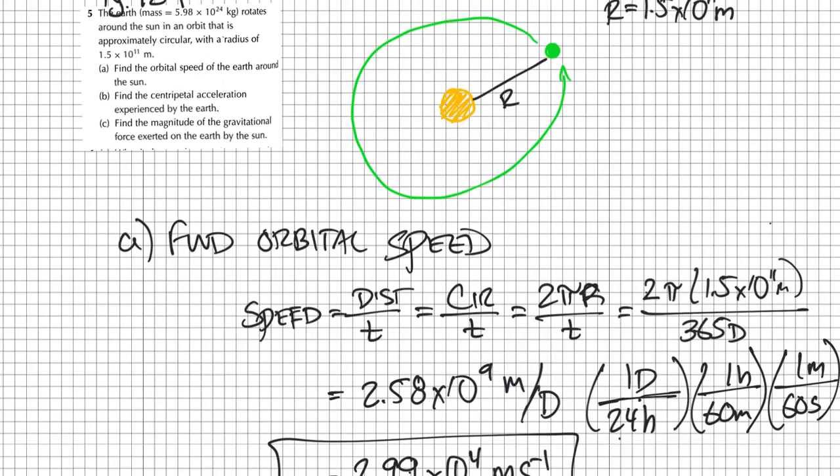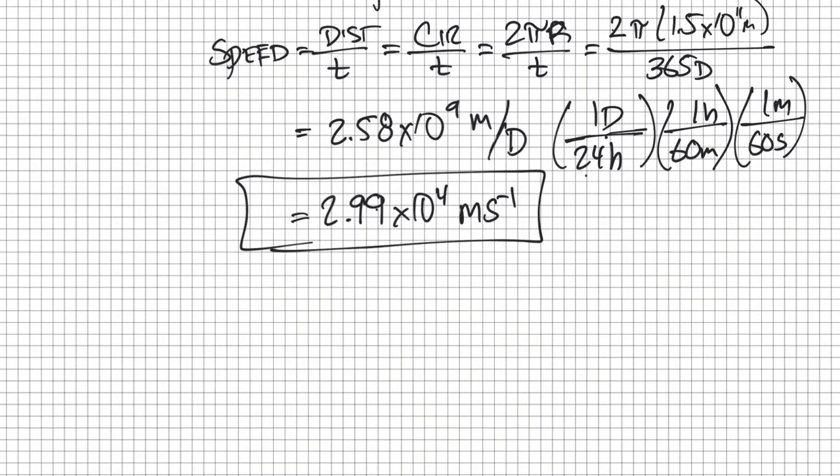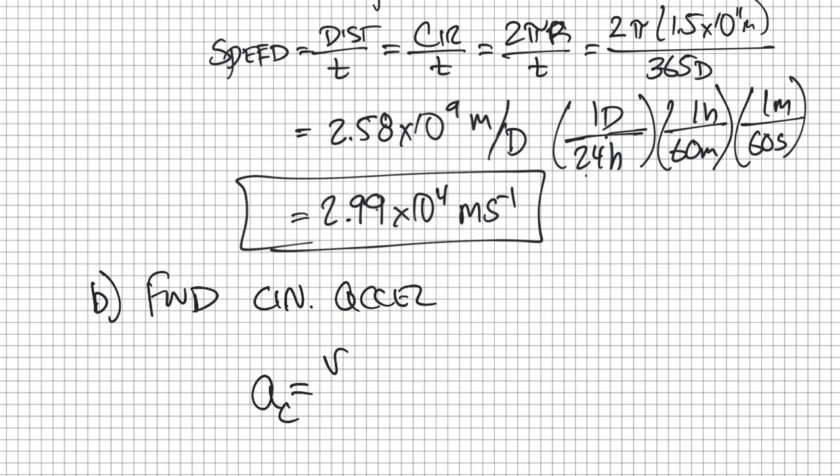Second part of the question says find the centripetal acceleration experienced by the Earth. And then we're going to find the magnitude of the gravitational force exerted on the Earth by the sun. So, second part is B, find centripetal acceleration. So that's going to be acceleration centripetal is simply v squared over r. So that's going to be 2.99 times 10 to the 4 divided by 1.5 times 10 to the 11, and this is a squared value.